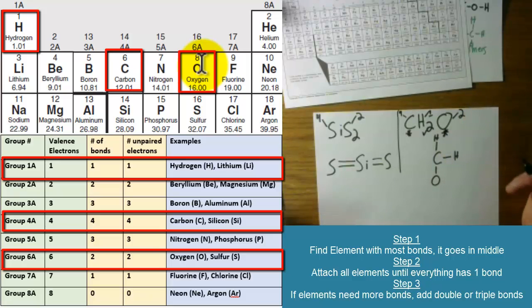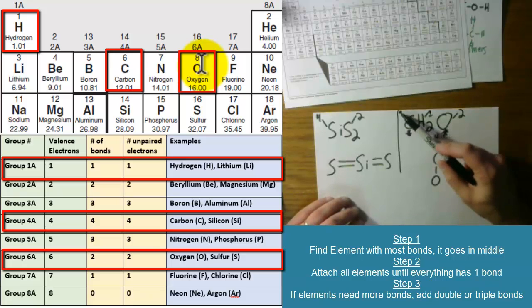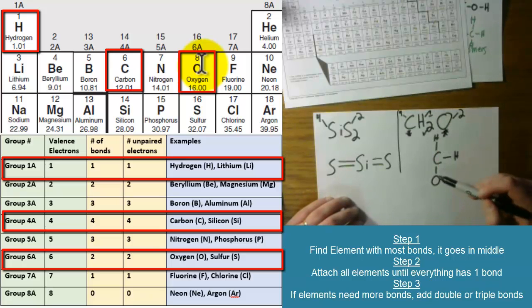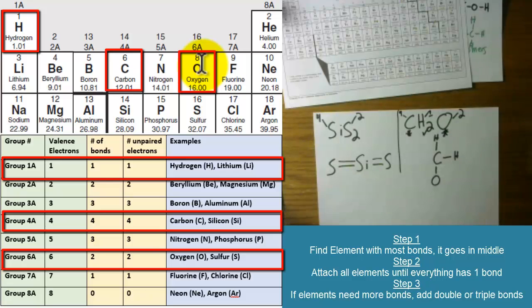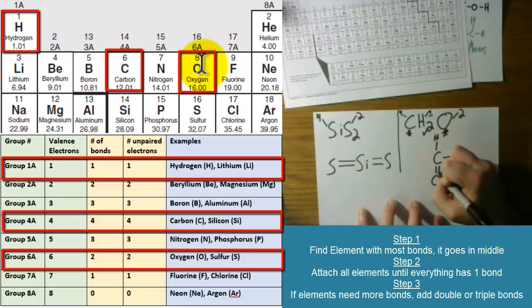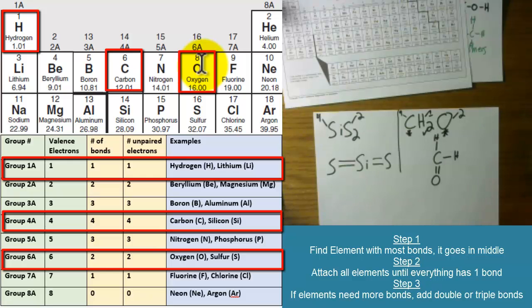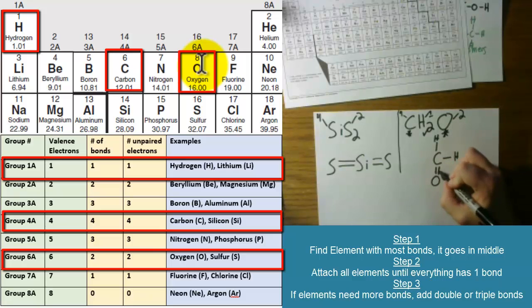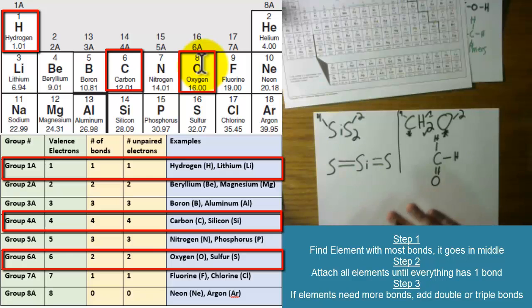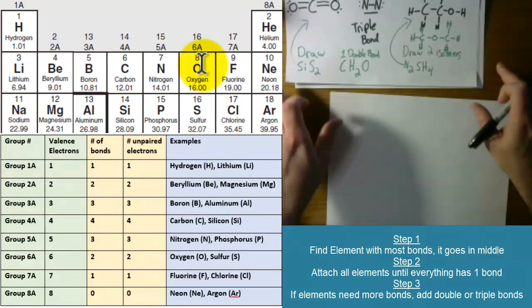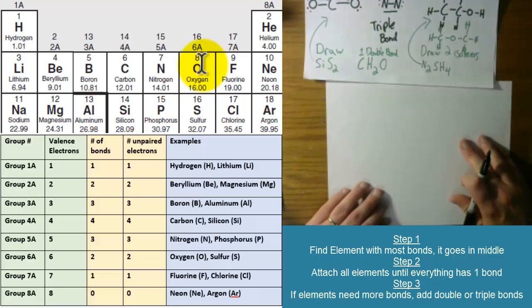Is there any way that I can fix the carbon and oxygen problem? Well, they both need 1 more bond. Carbon has 3 and it needs 4. Oxygen has 1 and it needs 2. So if I add another bond here, now I have all of the bonds I needed. Carbon has 1, 2, 3, 4. Both hydrogens have 1. And this oxygen has 2. So everything is all set. We're done.